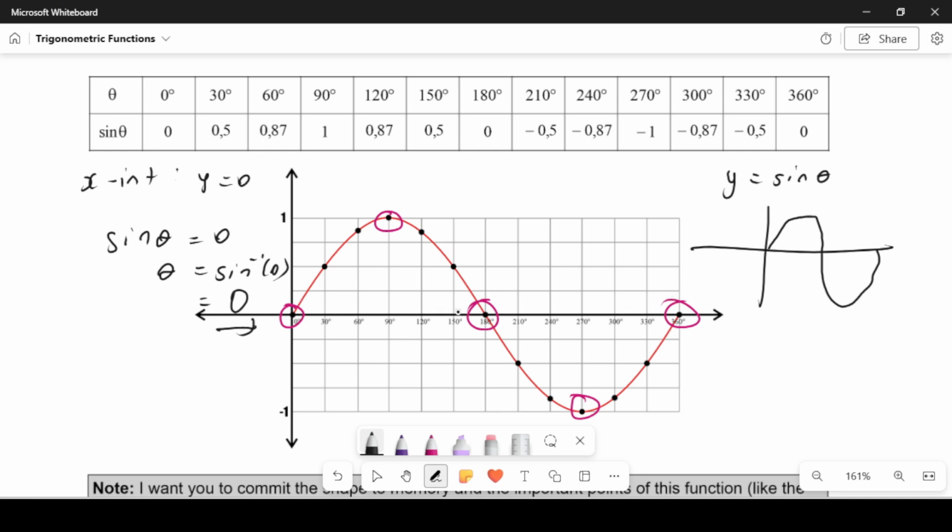And so not knowing this, listen to what I'm saying, not knowing this, you will lose marks for it. This is why understanding the parent function in depth and committing this shape of the function to your mind is so important.